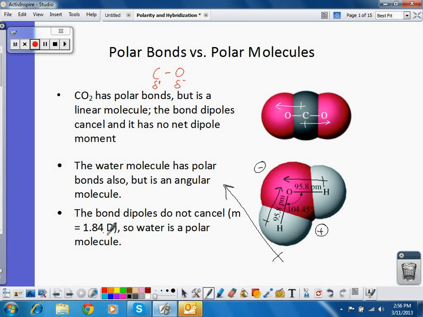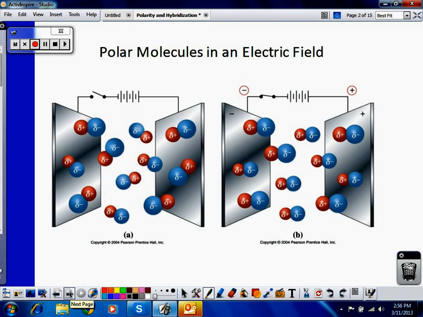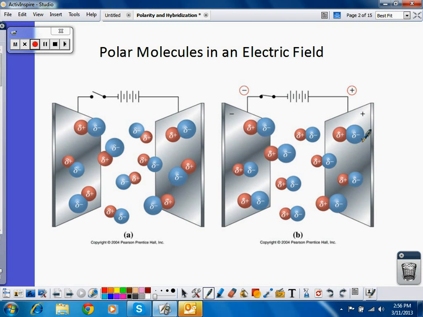And you don't have to worry about how we derive those values, but you just need to know that they exist. And how we measure the polarity of a molecule is by putting polar molecules in an electric field. When we put polar molecules in an electric field, they line up so that the positive end of the molecule is oriented toward the negative pole, and the negative end of the molecule is oriented toward the positive pole. The strength of the electric field required to make these molecules all align like that gives us an indication of how polar the molecule is, and that's how we measure the polarity of molecules.